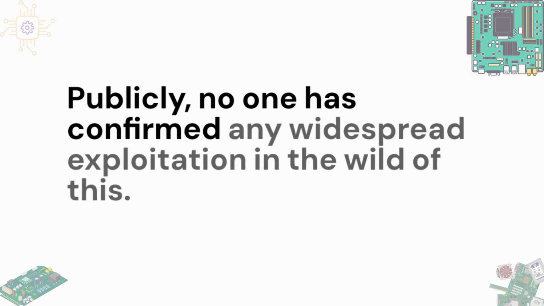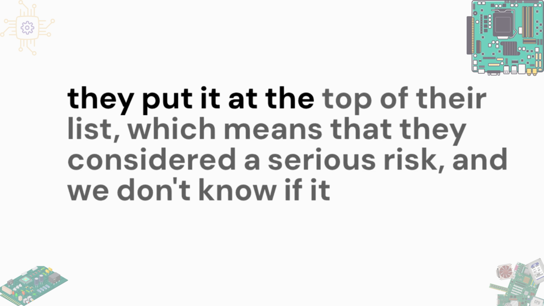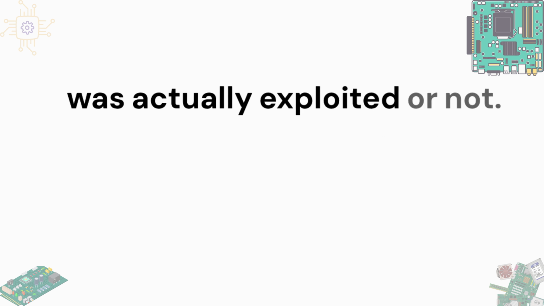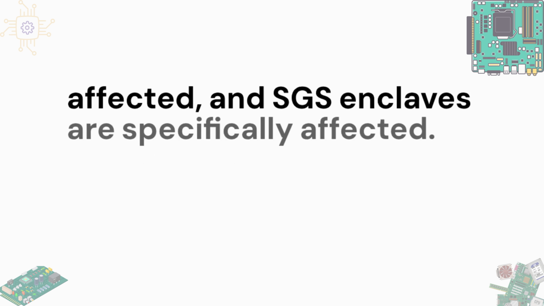Publicly, no one has confirmed any widespread exploitation in the wild of this. However, the risk was considered serious enough that Intel deployed microcode and firmware patches rapidly, so they put it at the top of their list, which means they considered it a serious risk, and we don't know if it was actually exploited or not, regardless of what we hear. Then you have Intel Core and Xeon processors, which are affected, and SGX enclaves are specifically affected, of course.